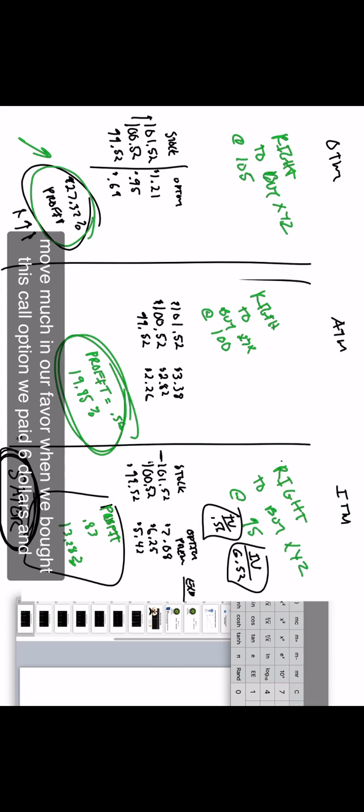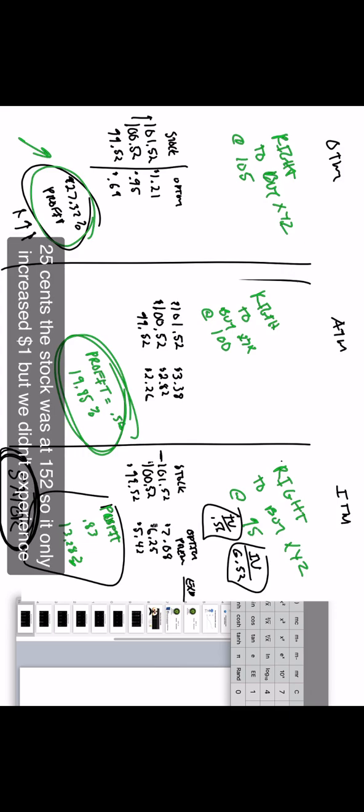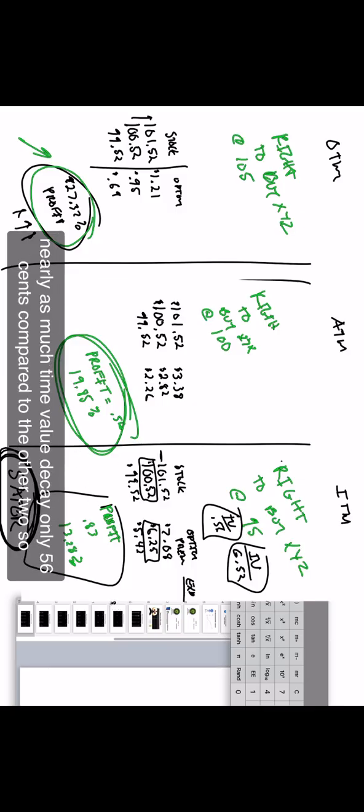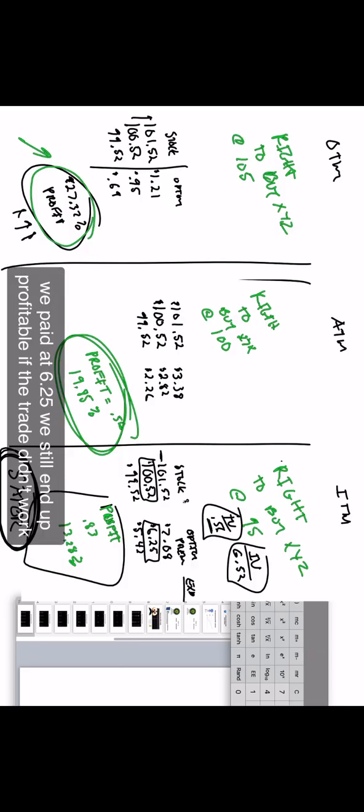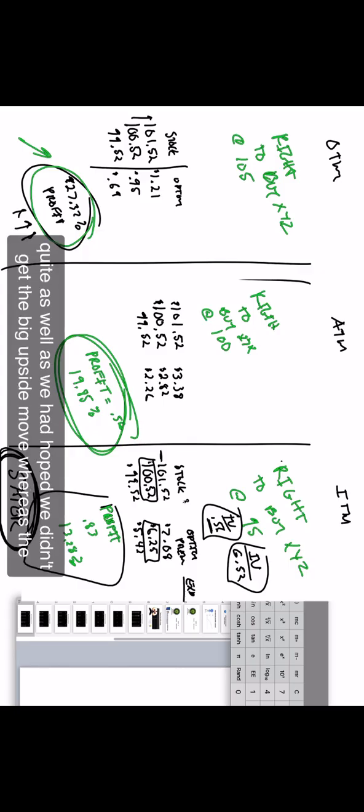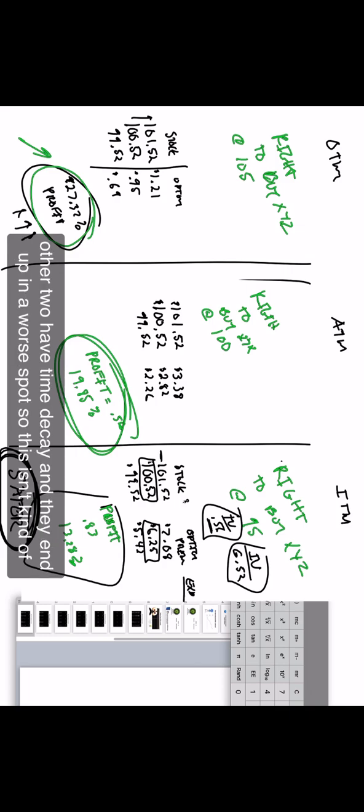When we bought this call option, we paid $6.25. The stock was at 152, so it only increased $1. But we didn't experience nearly as much time value decay, only 56 cents compared to the other two. So we can still sell our option for $6.52, which is more than what we paid at $6.25. We still end up profitable if the trade didn't work quite as well as we had hoped. We didn't get the big upside move, whereas the other two have time decay and they end up in a worse spot.